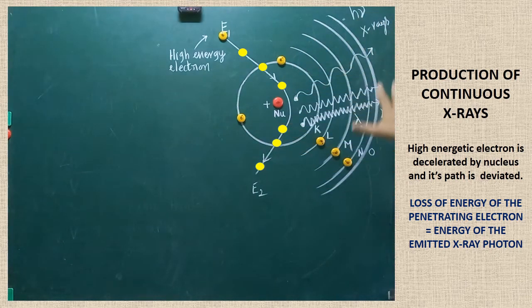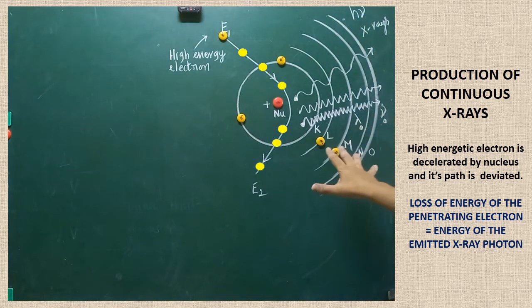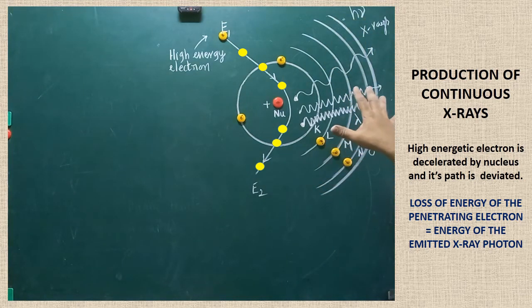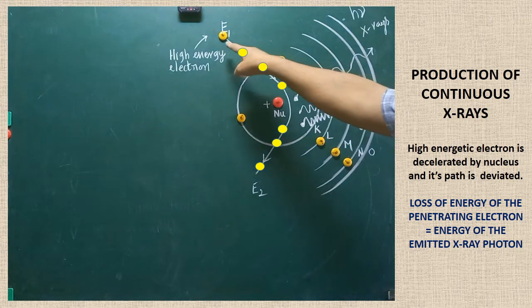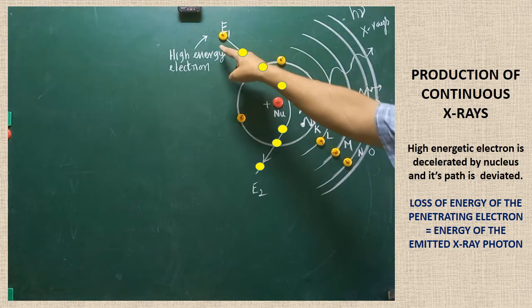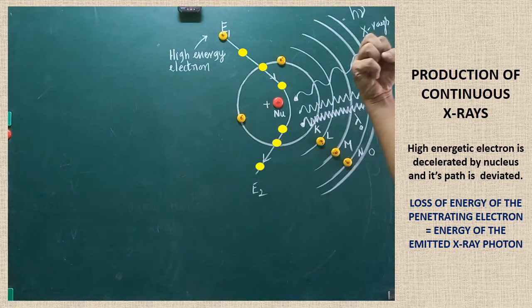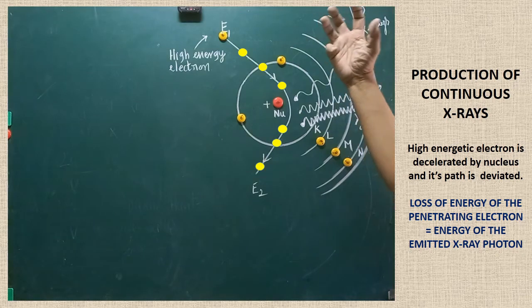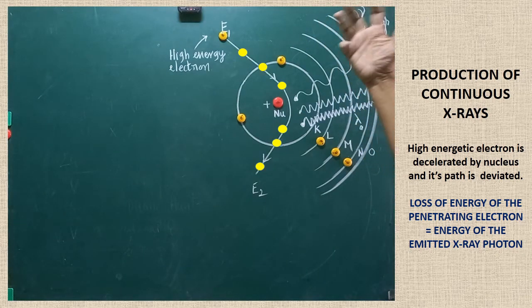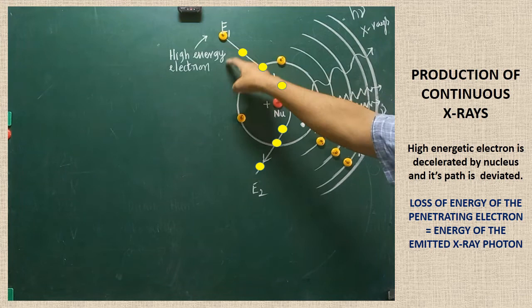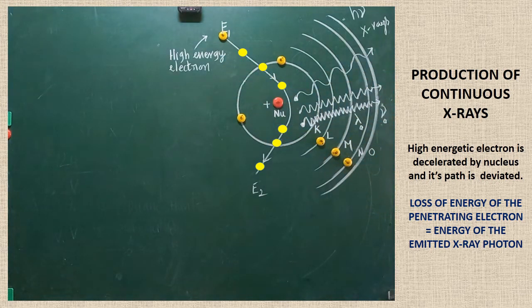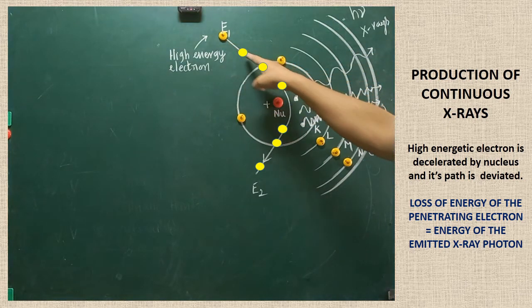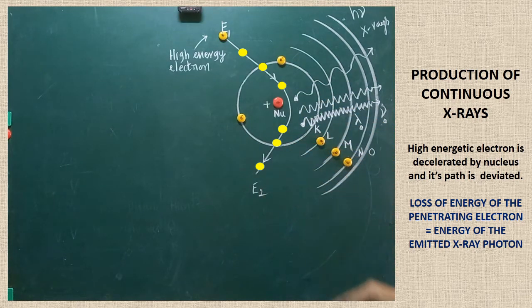Here you have to assume that this is the atomic system of tungsten or molybdenum, so that one is acting as a target. This is the electron which comes out from the tungsten filament and is accelerated by the anode. Because of acceleration, the electron will have a tremendous amount of energy. Its kinetic energy is too high, therefore it is called a high energy electron. It is made to hit the target material, and that electron enters into the atomic system of tungsten or molybdenum.